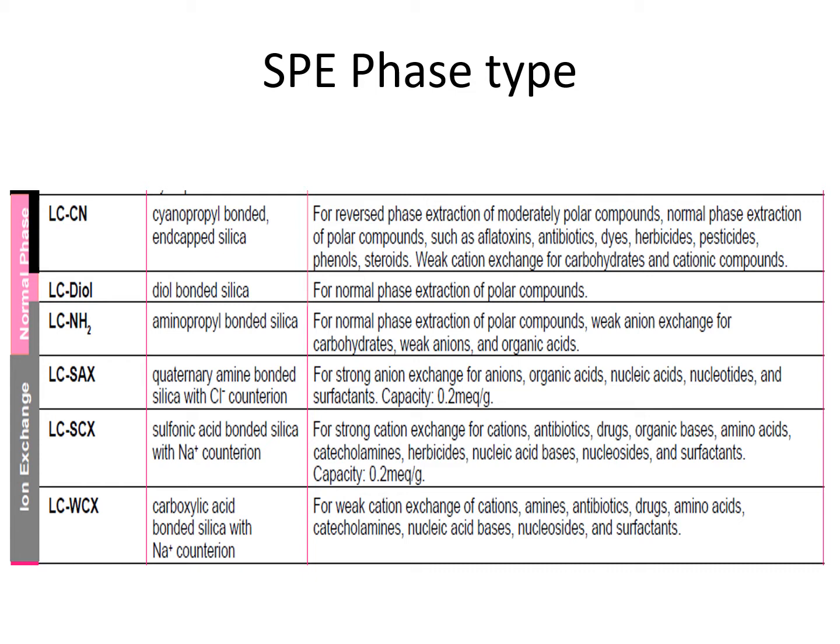Here, for example, if you want to analyze herbicides, pesticides, or aflatoxins, you may consider LCCN, which is cyanopropyl bonded, end-capped silica type of SPE cartridge, for the extraction. And if we want to analyze anions, organic acids, nucleic acids, nucleotides, or surfactants, then we probably need quaternary amine bonded silica with chloride ion as the counter ion.